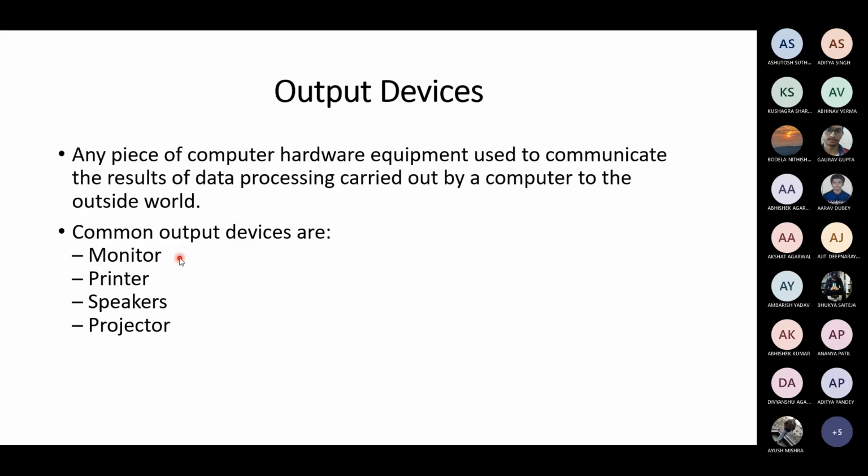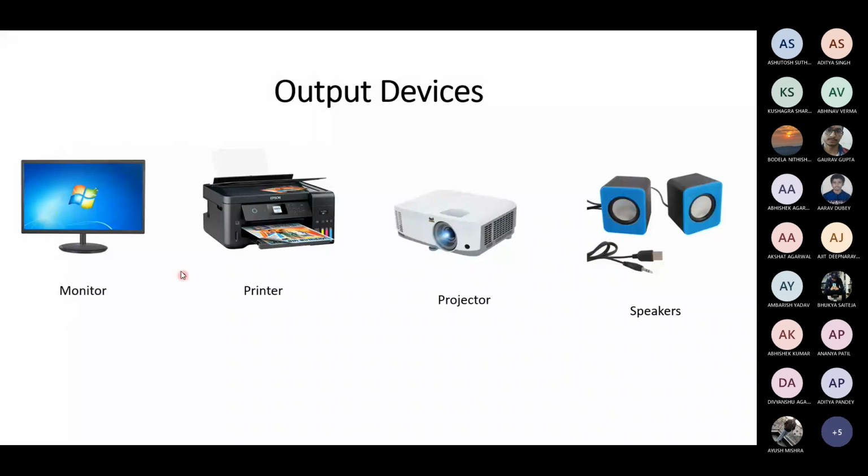Printer is an output device. Speakers, where the sound comes from, are an output device. A projector projects something on the screen. They are all considered output devices. A monitor will look like this, and a printer, a projector, and speakers will look like this. Either you connect them through Bluetooth or through a wire. So these are output devices.